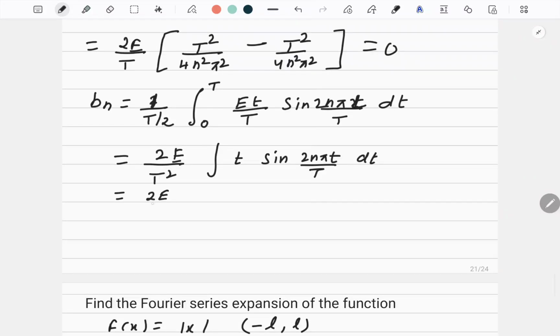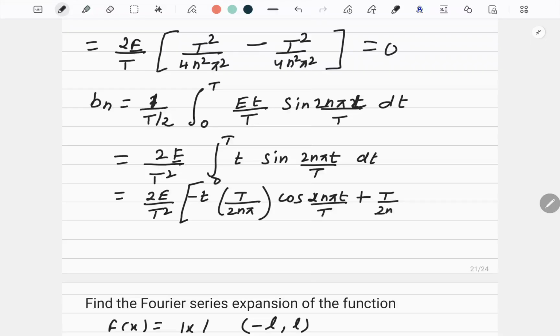So 2e upon T square, for 0 to T is the limit. First function, integration of second is T upon 2n pi sine minus cos of 2n pi t upon T. Minus sine will become cos, cos will become sine again. So this will become T upon 2n pi square sine of 2n pi t by T, limit 0 to T.